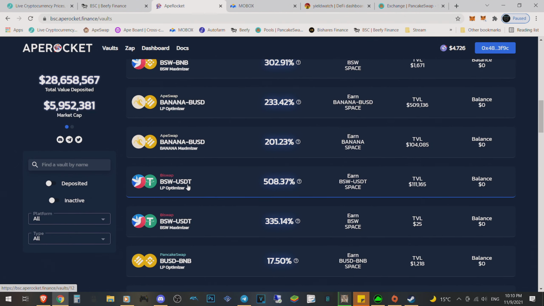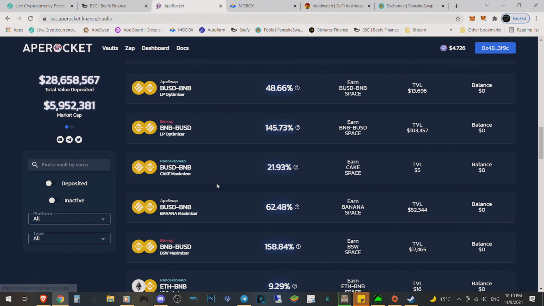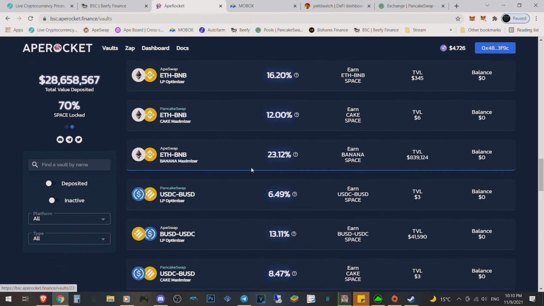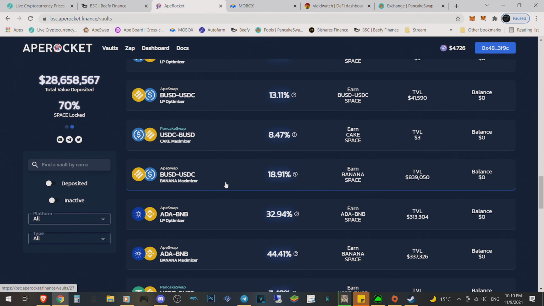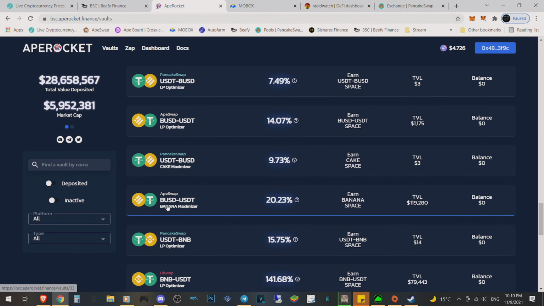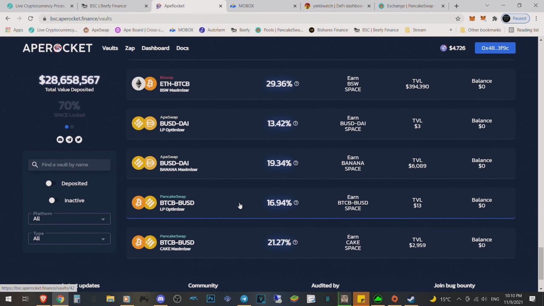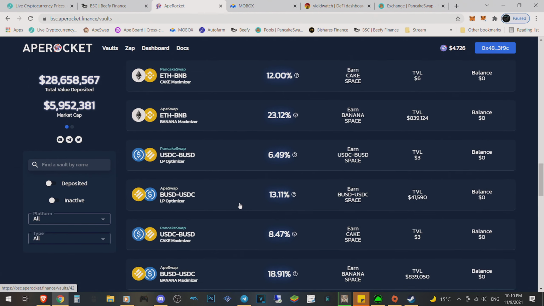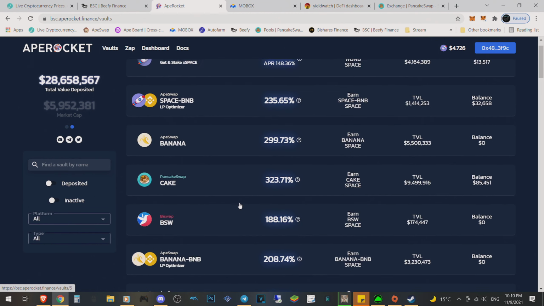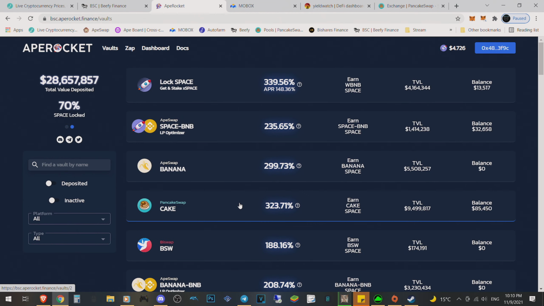It has a lot of different pools here. Ethereum, BNB, all these things, they have ETH, ADA, Bitcoin, all paired with BNB or USDT, some with BUSD. So yeah, just go through the pools. There's a lot of them that you can go through. But the main thing I want to talk to you guys about is how exactly ApeRocket works.